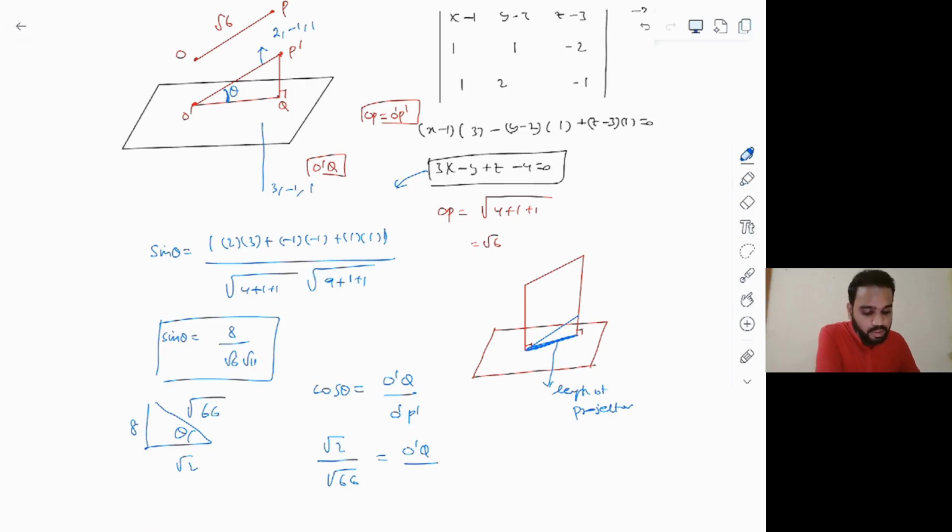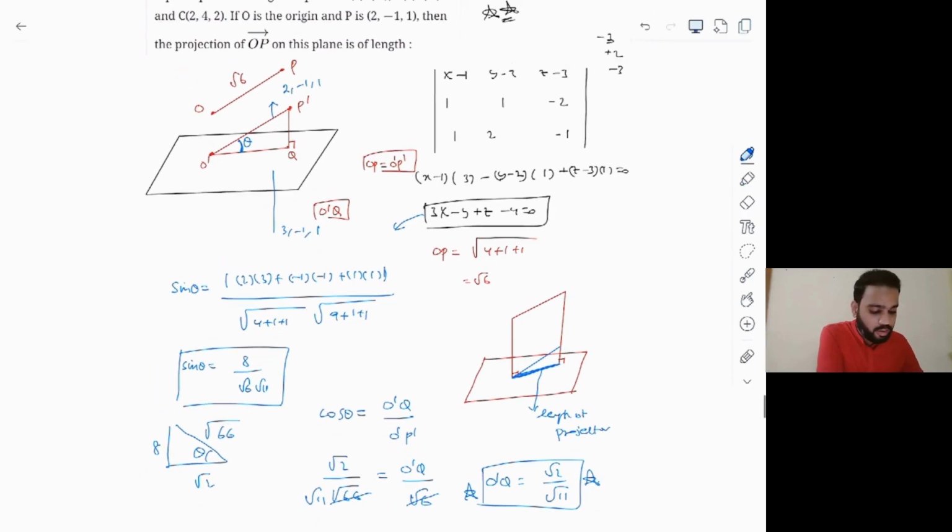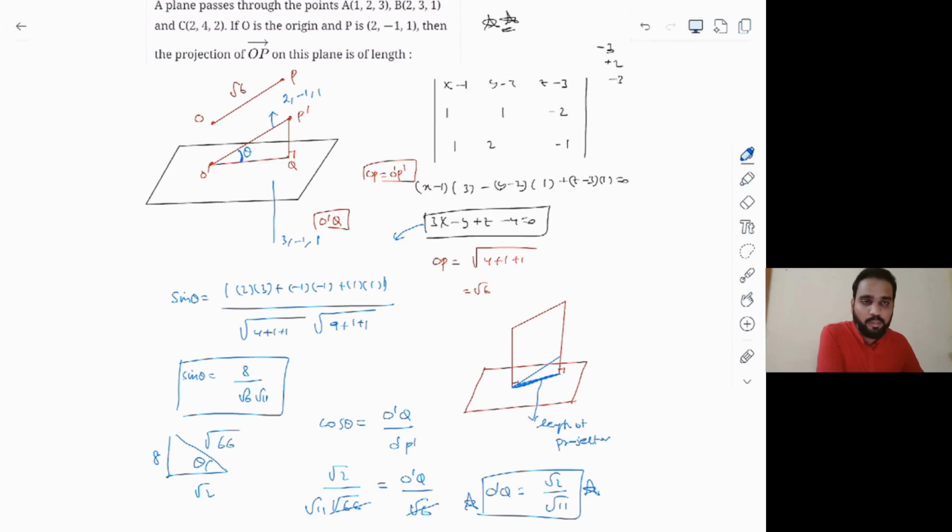But what is O dash P dash here? Same as OP. But what is OP here? Square root of 6. And if you cancel this out, you get root of 11. So finally we get O dash Q is equal to square root of 2 divided by square root of 11. And this is your length of projection of a given line segment on a plane.